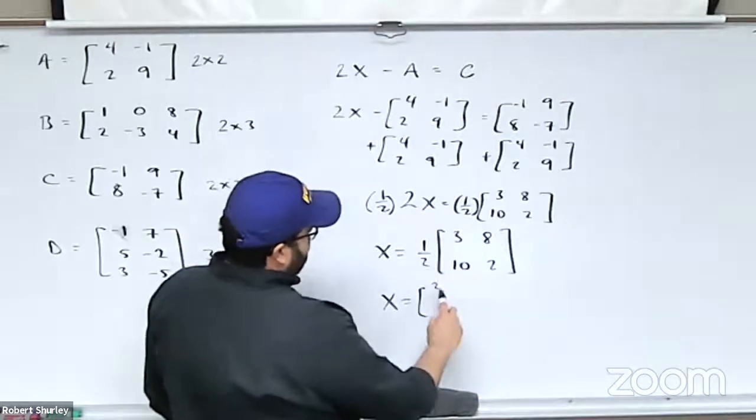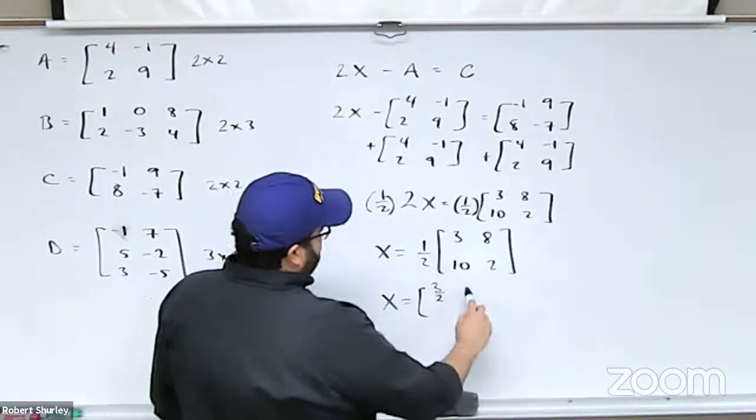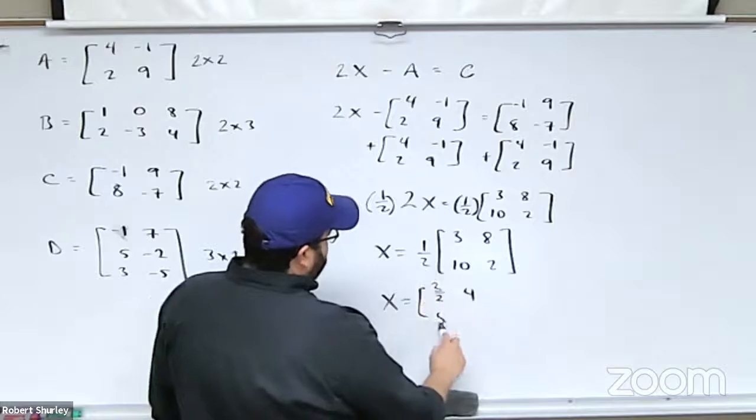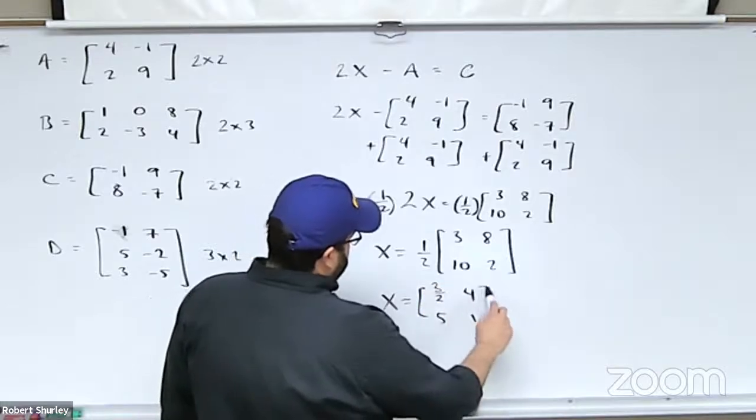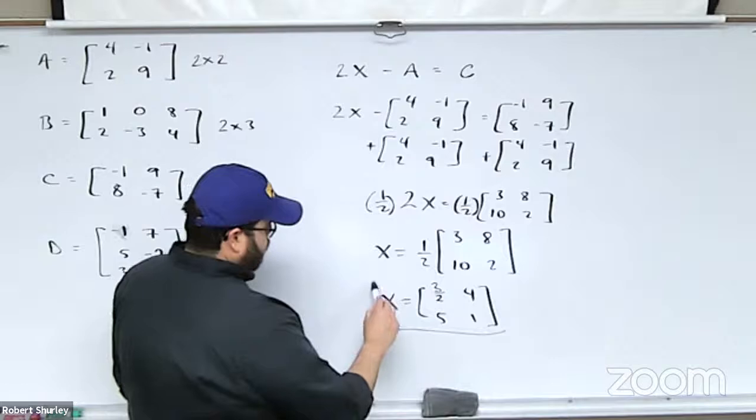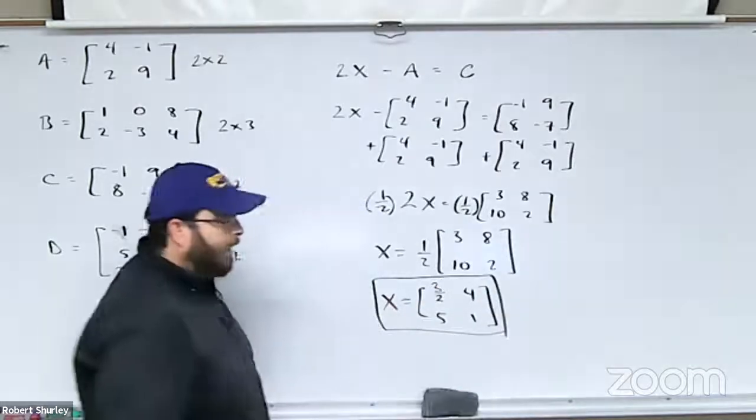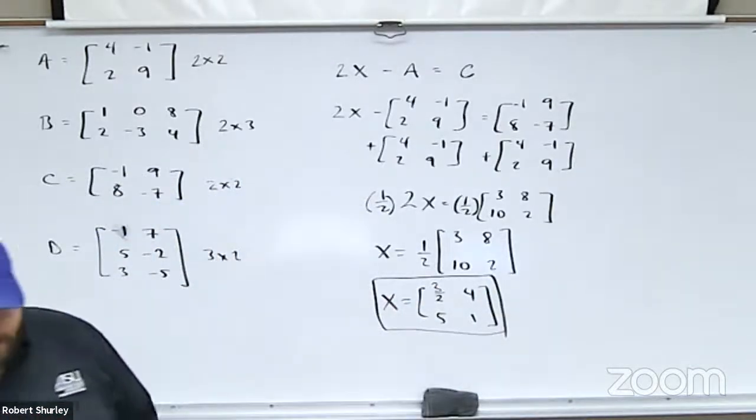So 1/2 times 3, that's 3/2. 1/2 times 8, that's 4. 1/2 times 10, and that's 5. 1/2 times 2, that's 1. Boom, I have found my X matrix.